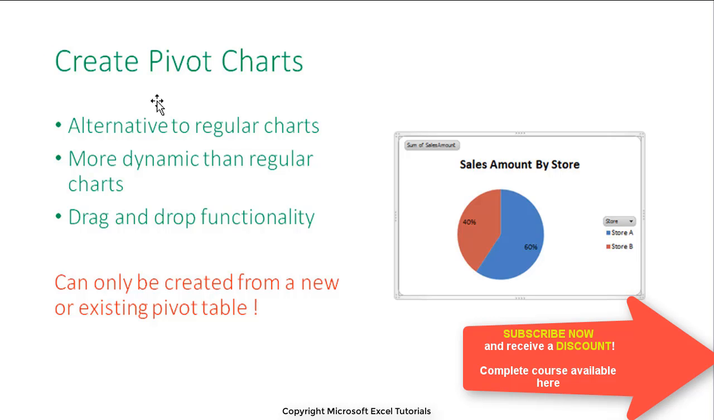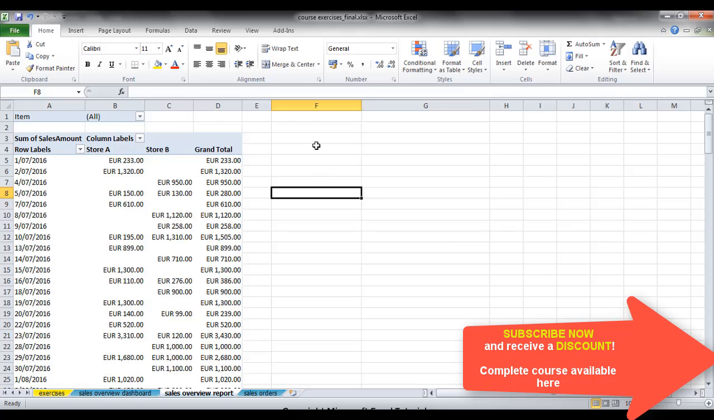Similar to pivot tables, pivot charts also offer many benefits compared to regular charts. They are more flexible, more dynamic, and easy to customize. You can simply drag and drop the fields within your pivot table to a new area and your pivot chart will be updated.